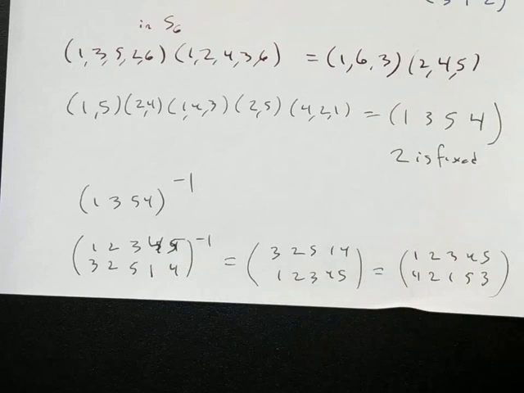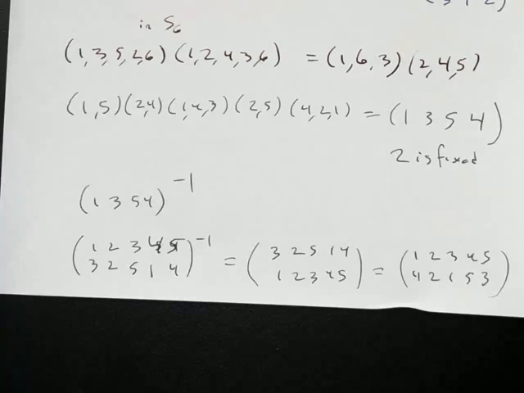Right? 1 goes to 4, 2 goes to 2, 3 goes to 1, 4 goes to 5, and 5 goes to 3, reading it bottom to top, over here on the left.